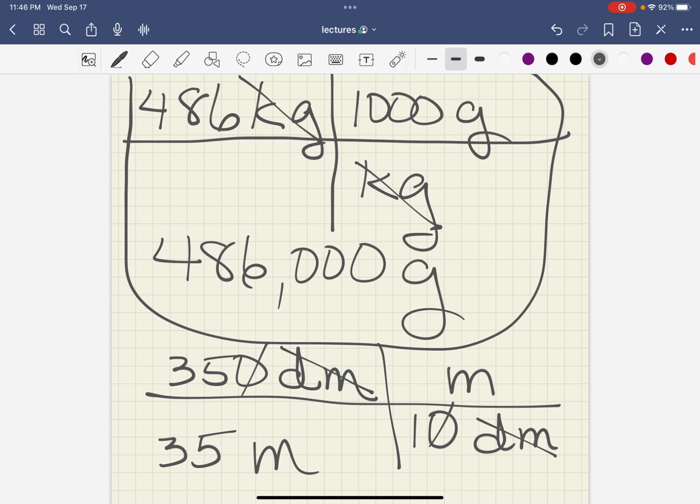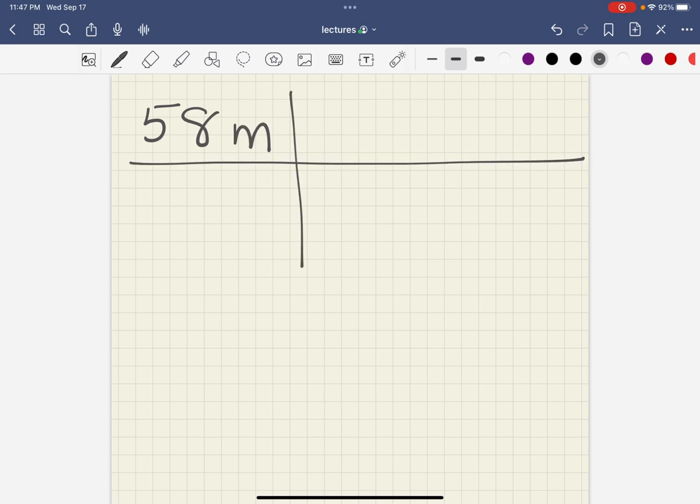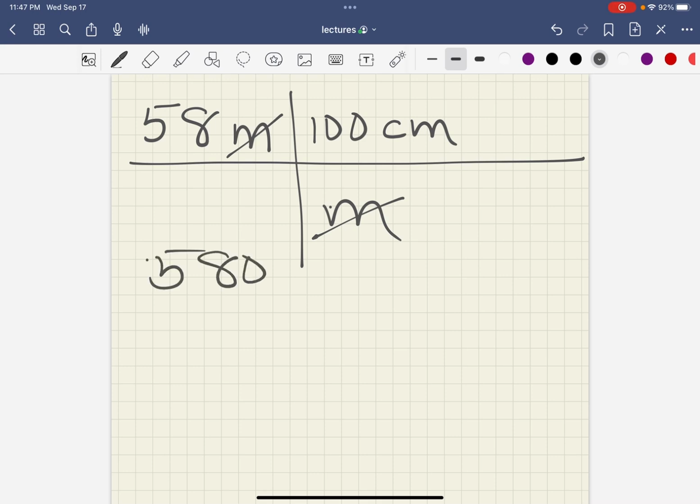All right, let's see what's in the practice. It says use unit multipliers to convert 58 meters to centimeters. So we need meters down here. Remember, there's 100 centimeters in a meter. So those cancel. 58 times 100 is 5,800 centimeters.